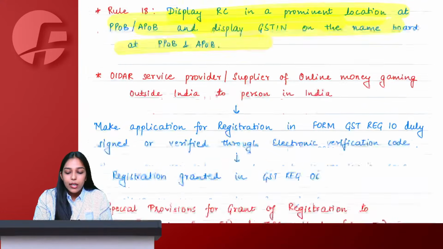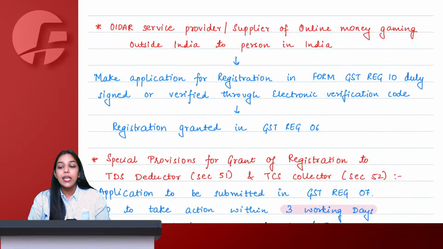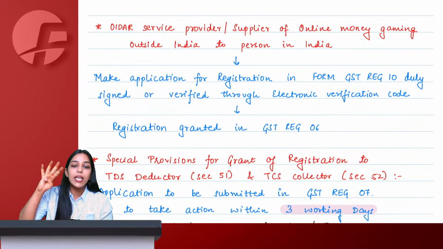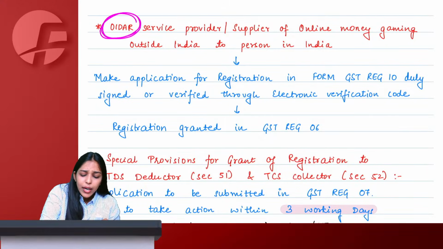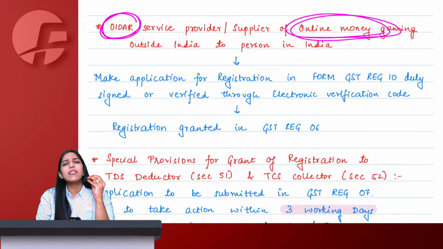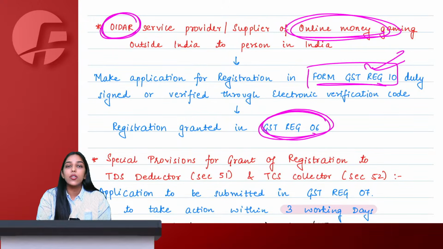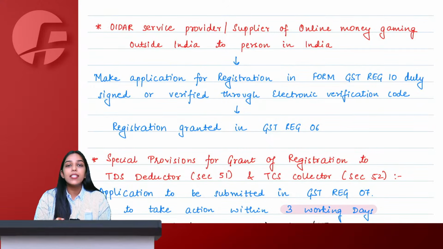Got it, ma'am? Now, while starting this section, I said that the entire procedure we are going to study is applicable to everyone except NRTP, TDS, TCS, OIDAR and online money gaming from outside India to India. For these 5 categories, that procedure is not applicable. For OIDAR and online money gaming people, there is a very simple registration in GST REG 10 and then they are granted registration in REG 06. No need to remember for the exam, because they will never ask form numbers in the examination. Normal people file REG 01; these people file REG 10 and get registration in REG 06.